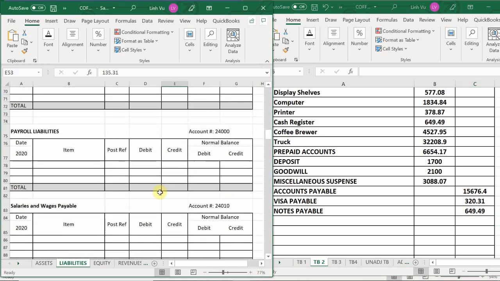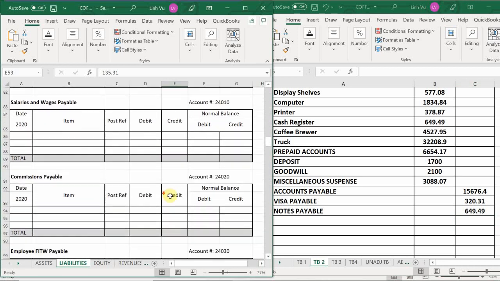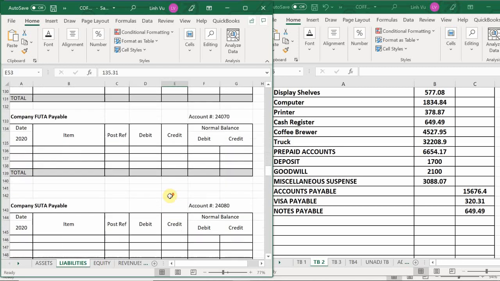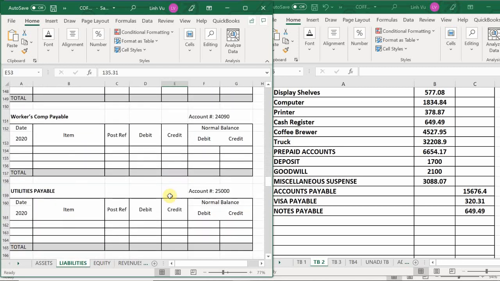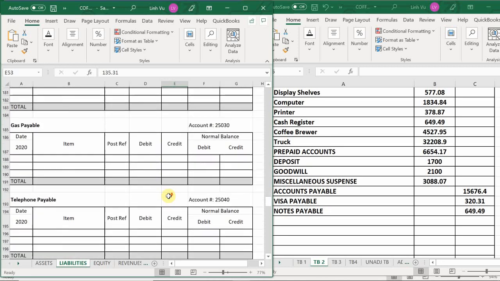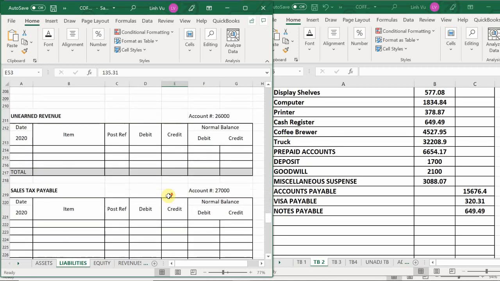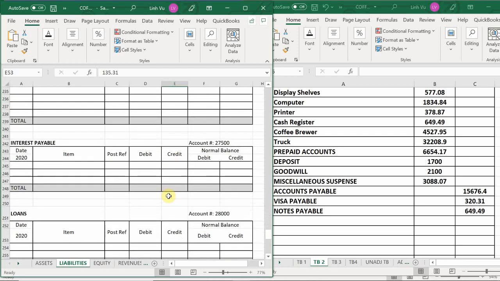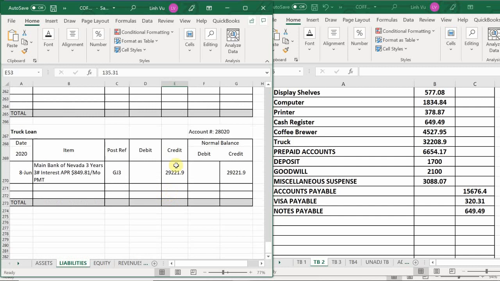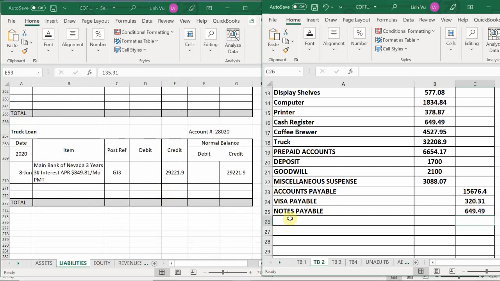All right. So once again, we haven't done payroll yet, so none of this is going to be here. We haven't opened up our business yet, so no sales tax payable, no utilities payable. However, the last thing that we did open in here was our loan, right? We got a truck loan. How much was the truck loan for?